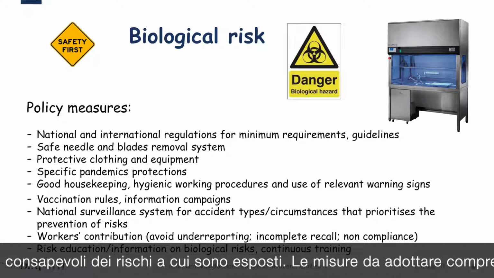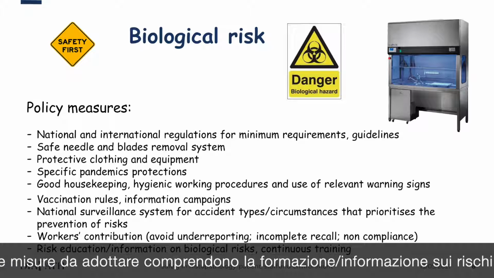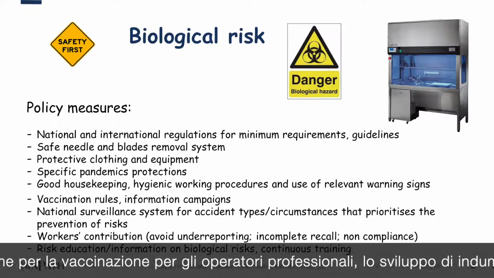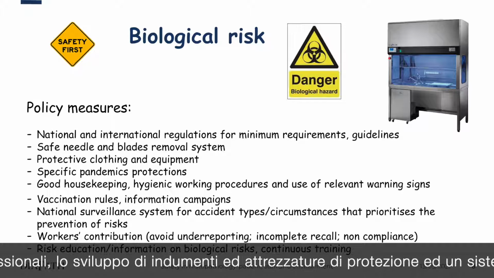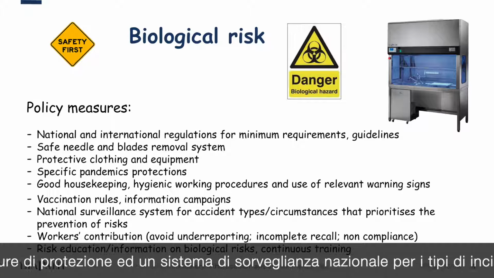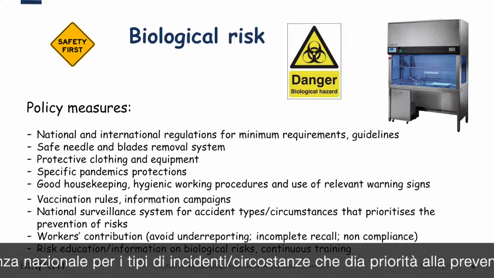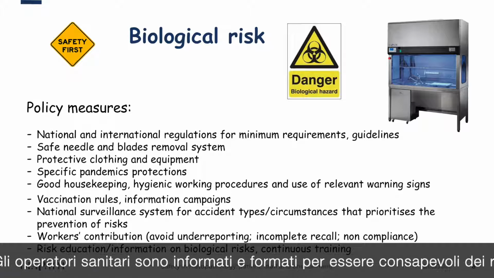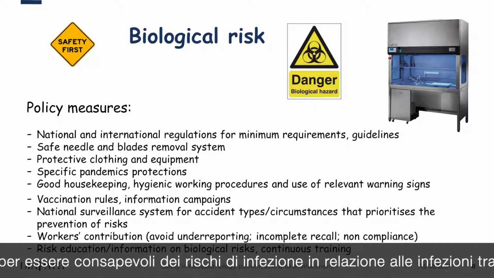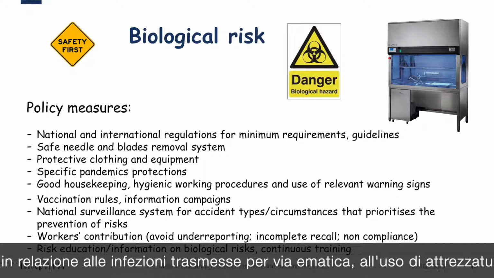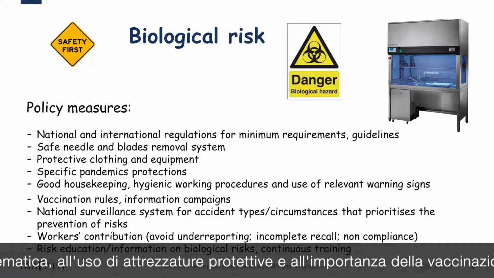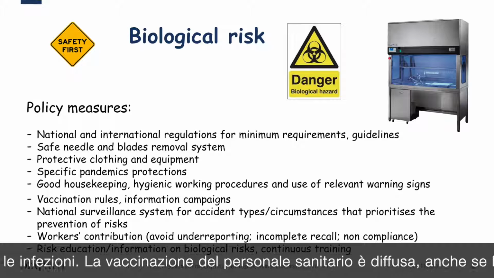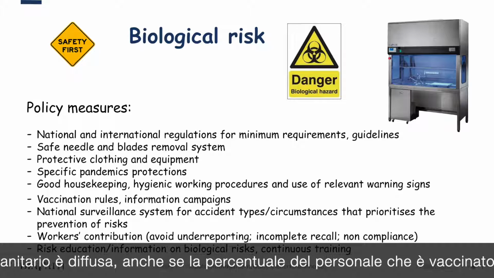The measures to be adopted include risk education, information on biological risk, vaccination rules for professional caregivers, the development of protective clothing and equipment, and a national surveillance system for accident types, circumstances that prioritizes the prevention of risks. Health professionals are informed about and educated to be aware of infection risks in relation to blood-borne infections, the use of protective equipment, and the importance of vaccination to prevent infections.